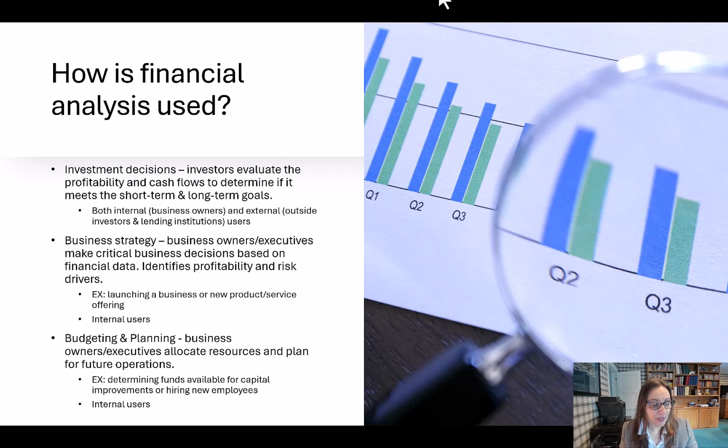In budgeting and planning, the business owners and executives are allocating resources and planning for future operations. An example of this is determining funds available for capital improvements or hiring new employees. Again, this is done by internal users.